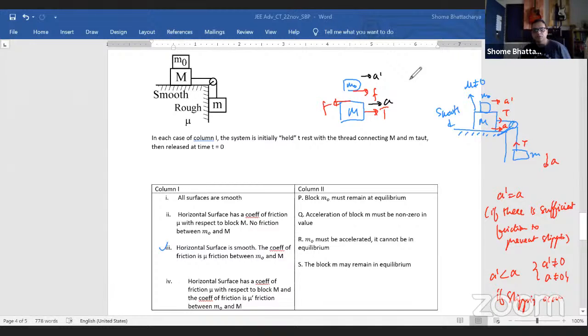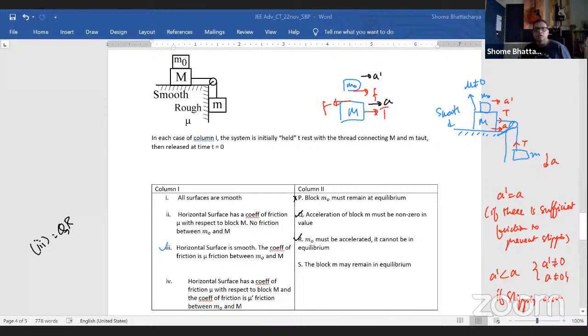Okay. So Prachi, is the third part clear? So M0 remaining in equilibrium is not possible for the third part. Okay. Acceleration of block M must be non-zero. That's correct. M0 also must be accelerated. That's also correct. It cannot be in equilibrium. So the third part should go with Q and R. Is it clear, beta?